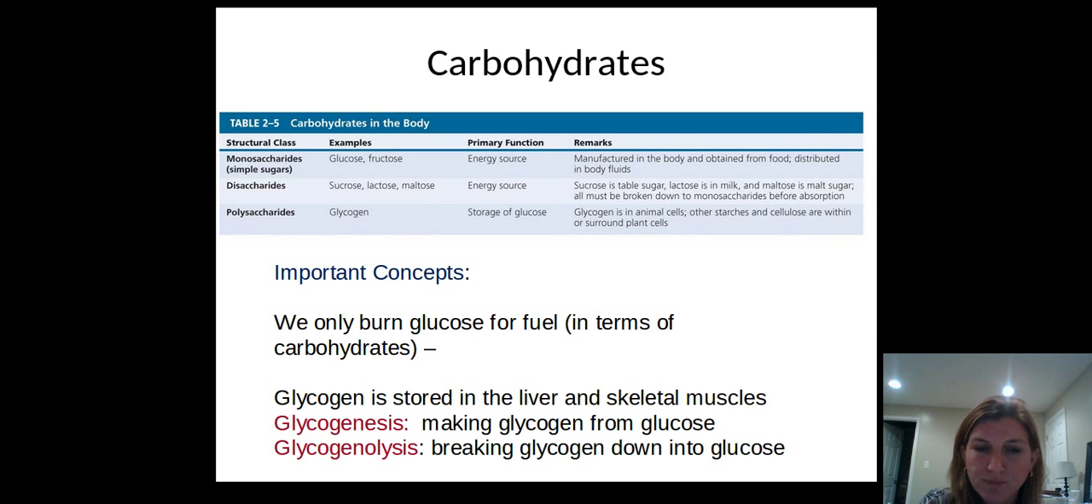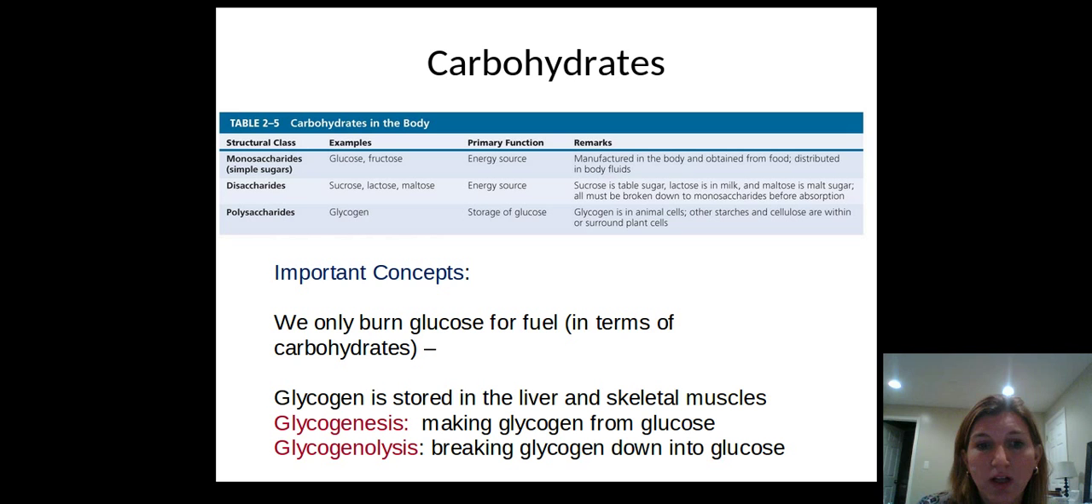Carbohydrates are important to understand. We're going to look at nutrition and digestion this semester. So it's important to understand carbohydrates are made of monosaccharides. It's important to recognize glucose as a monosaccharide, what a polysaccharide is, the idea that glucose and these saccharides are our main source of fuel in our body and our most immediate source of fuel in our body.